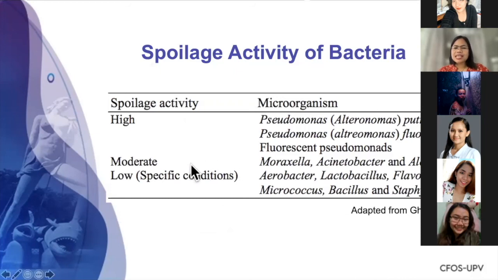Ayan. Ito naman yung mga microorganisms classified according to their rate of spoilage activity. So, pag high, yan, mga Pseudomonas. Pag moderate, so we have these microorganisms. And pag low to specific, may mga specific condition requirements sila. Ito yung mga Aerobacter, Lactobacillus, Flavobacterium, and Micrococcus and others. Right?